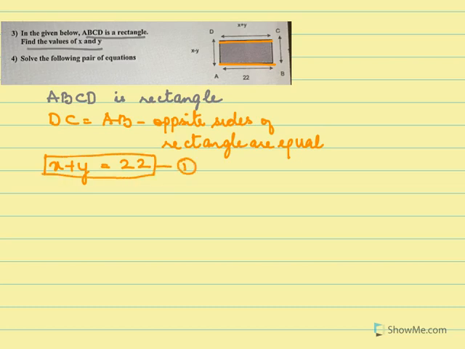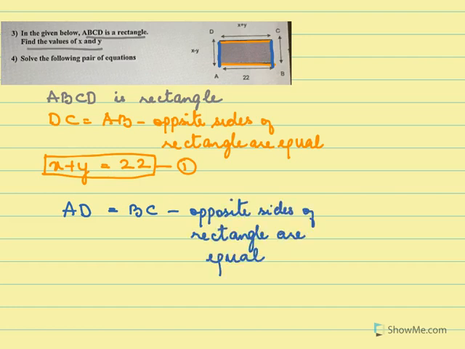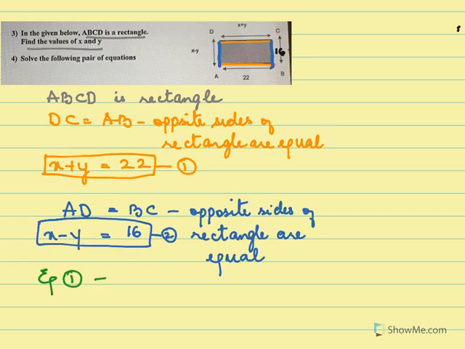Now there is another pair of opposite sides, AD and BC, and they too will be equal. So we have AD equal to BC, same reason, opposite sides of a rectangle are equal. AD is x minus y, BC is 16. So this is my equation 2. Let's go ahead and solve these two equations. There's no need to equate the coefficients because they are so simple. So add equation 1 to equation 2.